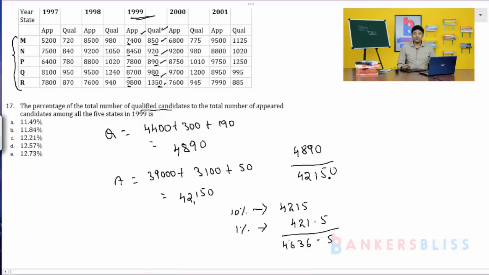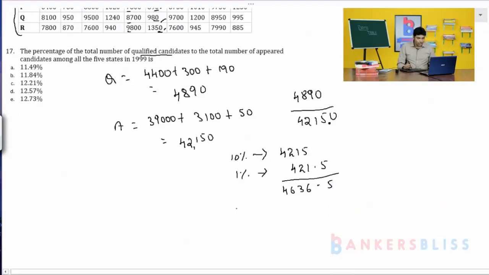But how much should you get? You should get 4890. So again you add one more percent, which is 421.5. See here, 600 plus 400 is nothing but 1000, so you are going to get more than 5000. But how much should we get? 4890. So adding another 1% is not feasible. So it is more than 11% and less than 12%.